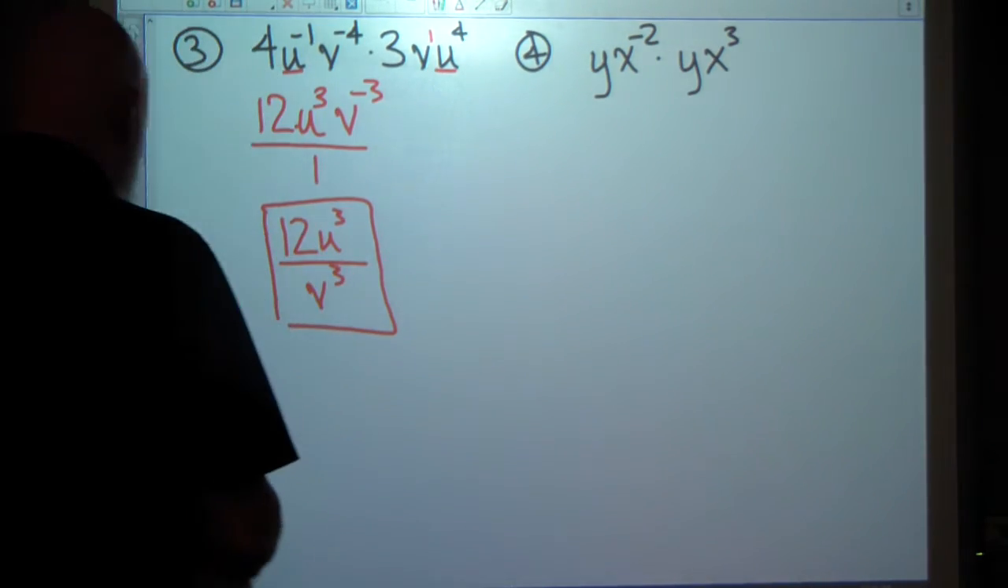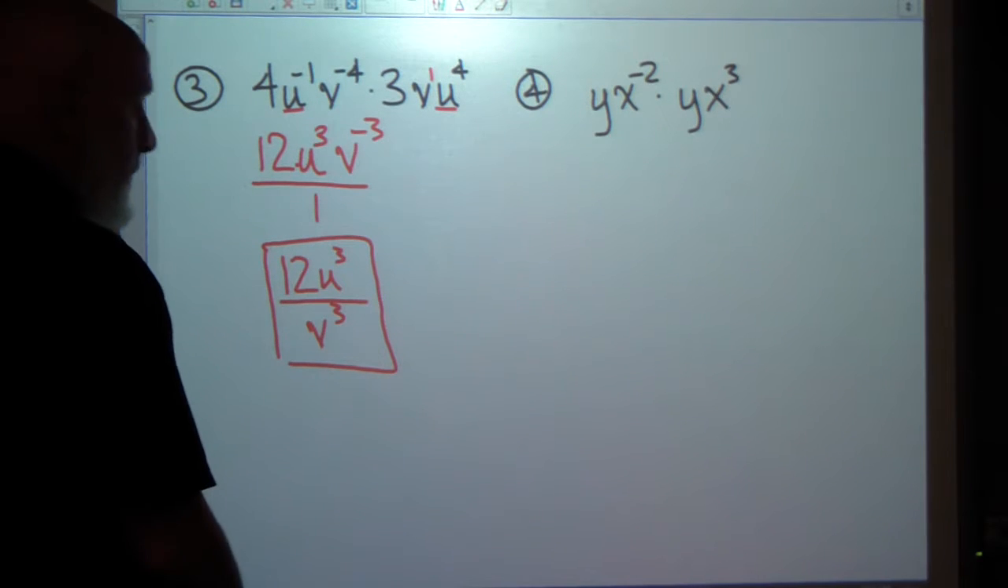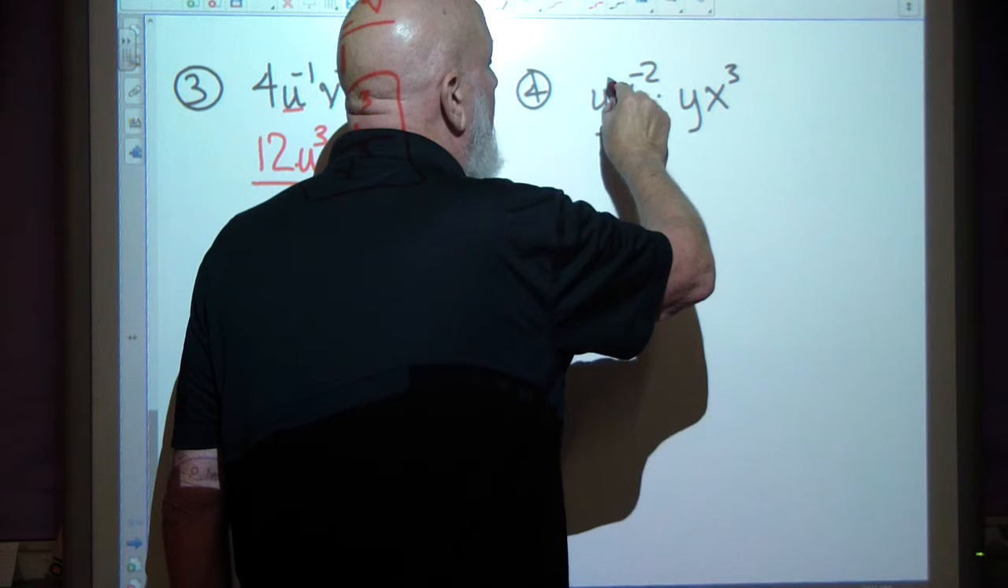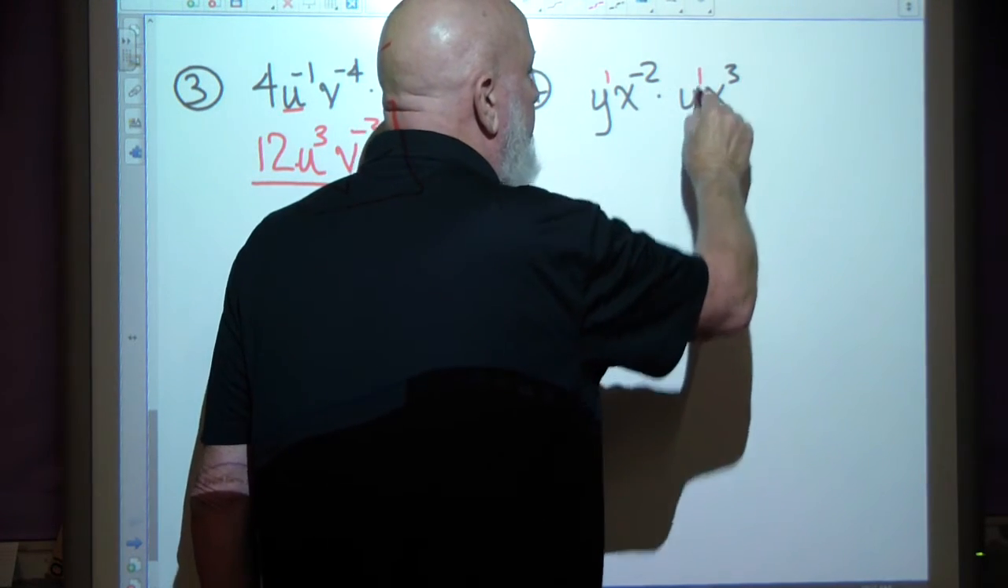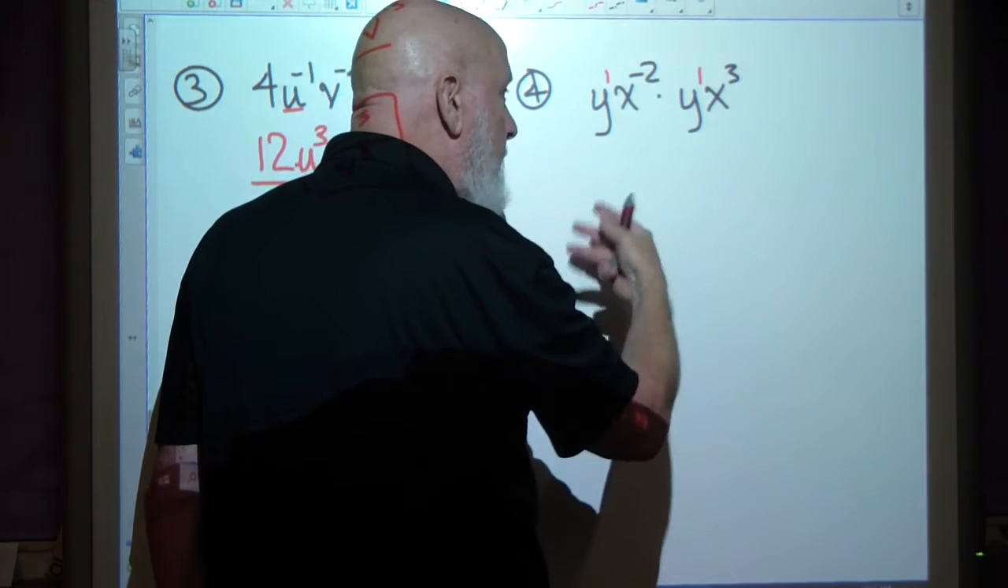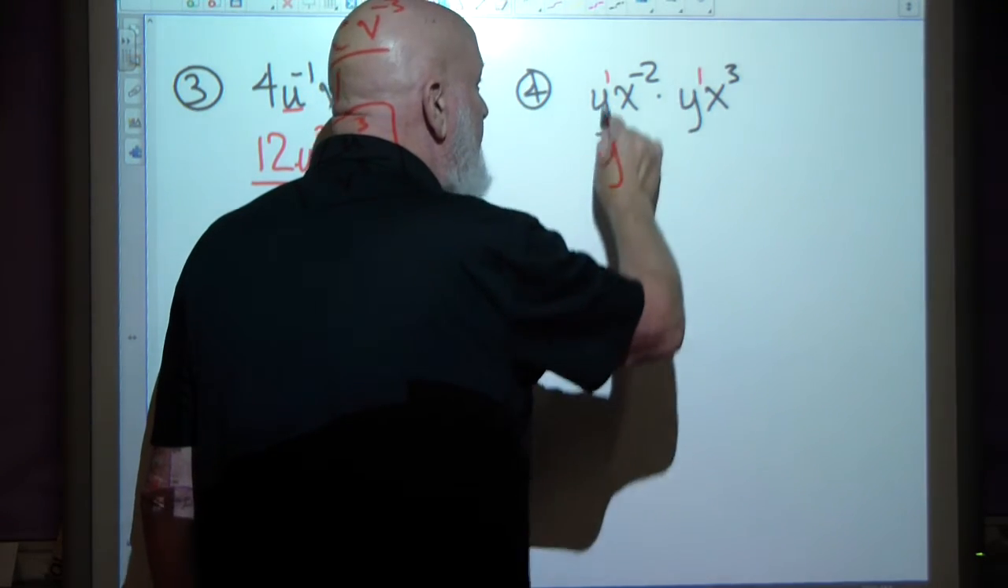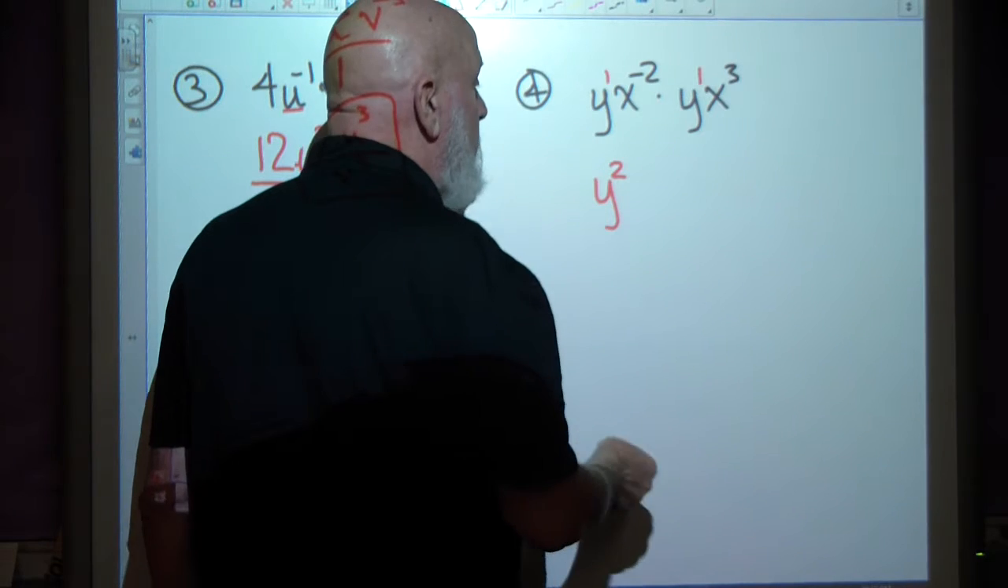Just a little review, stuff you'll see on the worksheet. Here we go. I'm going to multiply like bases. I'll say, well, I got y to the first times y to the first. That's an implied 1 there. If you don't see the exponent, it's an implied 1. Y to the first times y to the first, leave the base the same, add the exponents. Y times y is y squared.